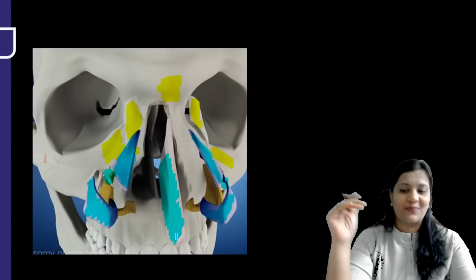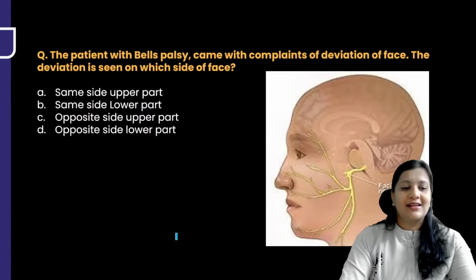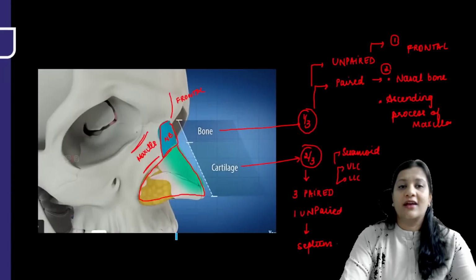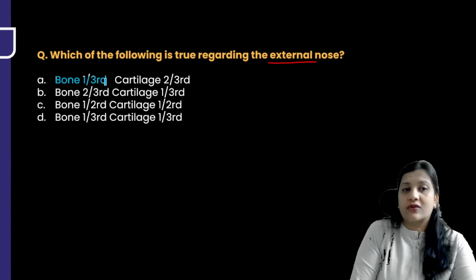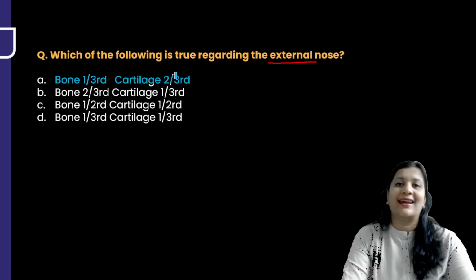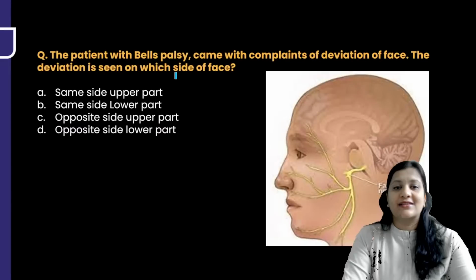Okay. So now let's go to the next question. I hope all of you got the answer right to the previous question. So the external nose is formed by bony one third and cartilaginous two thirds. That forms your correct answer. Let's go to the second question.